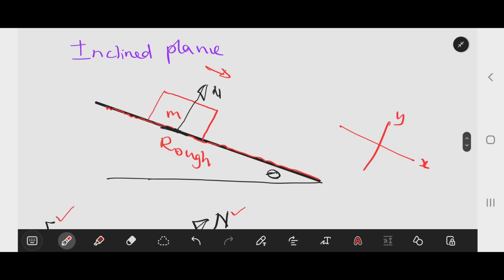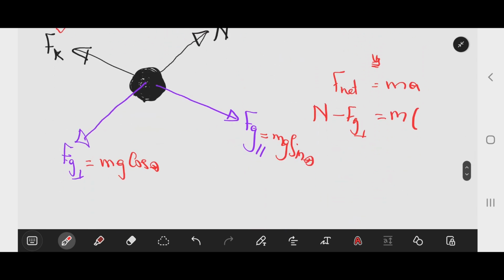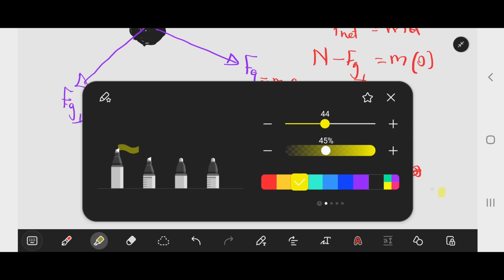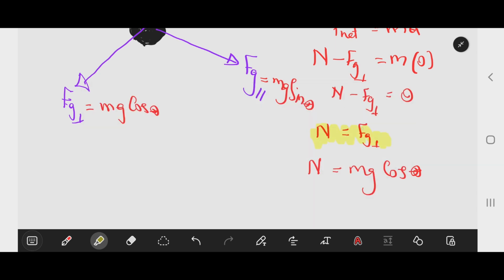But this object is not moving in the y direction, so it means the acceleration in the y direction is equal to 0. So that is the normal force minus Fg perpendicular equals 0, and the normal force is equal to Fg perpendicular, right? And that Fg perpendicular is equal to mg cos theta. So now you can see that your normal force is equal to the perpendicular component of weight, okay? It is not equal to the weight, but to the perpendicular component of the weight.